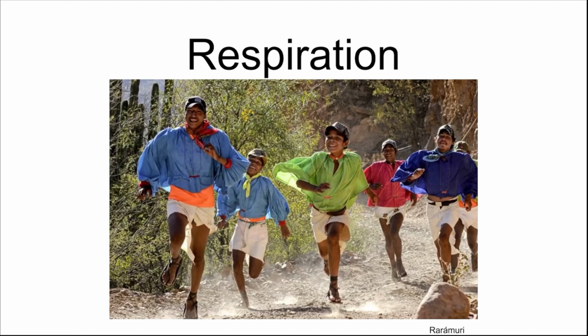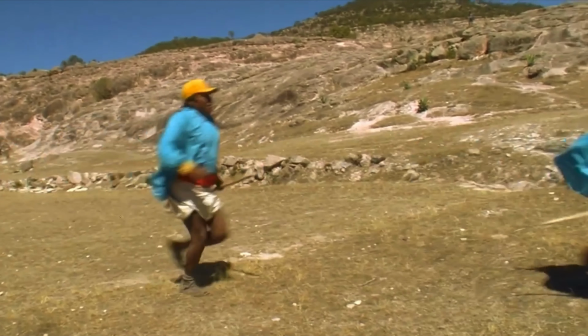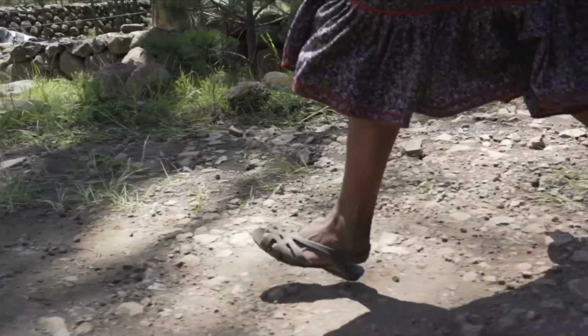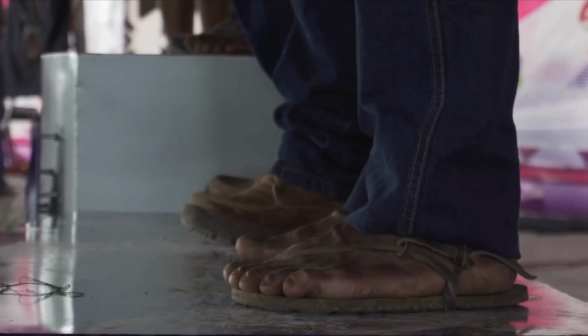In this image, you can see runners of the Raramuri from Chihuahua, Mexico. The Raramuri are known to be incredible long-distance athletes. They're also known to run in huaraches, special sandals. This footwear has spawned a lot of different trends in long-distance running.